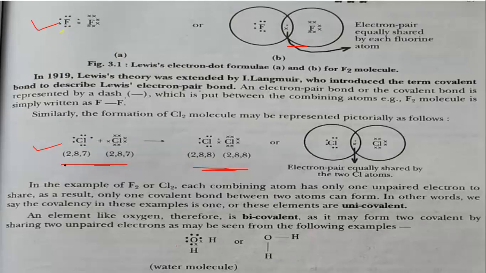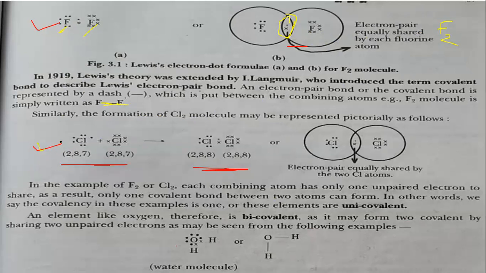Okay, what is the outermost electronic configuration of fluorine? Chlorine is also having the same kind of situation. So this fluorine and this fluorine are sharing one electron. What happens? They complete their octet over here. Hence they form an F2 molecule, and the bond is a covalent bond.